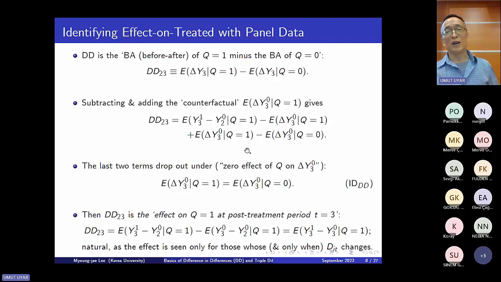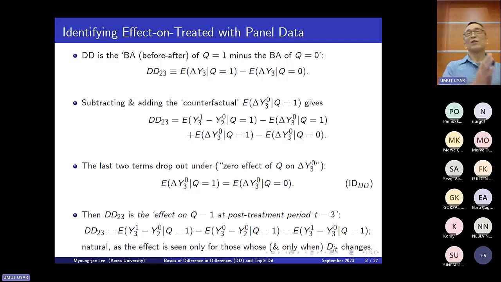So written in this way, now I assume the second line is 0. That is the critical DD identification condition. The second line being 0 means that without the treatment, both the treatment group and the control group would have experienced the same change in the outcome. So that's the main critical assumption in DD.